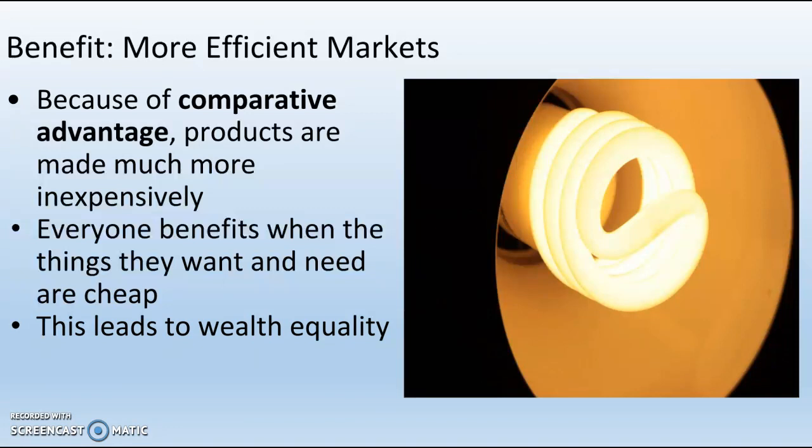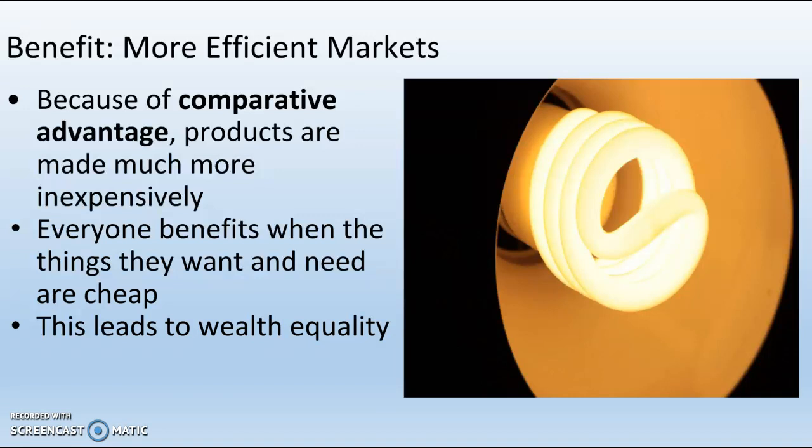There's this thing called comparative advantage. Comparative advantage is the idea that products are going to be made where it's most inexpensive to make them. For example, light bulbs. Let's say light bulbs are made in China. Why are they going to be made in China over the United States? Labor is going to be cheaper in China, so it's cheaper. You don't have to pay people as much. Maybe glass is very inexpensive in China.